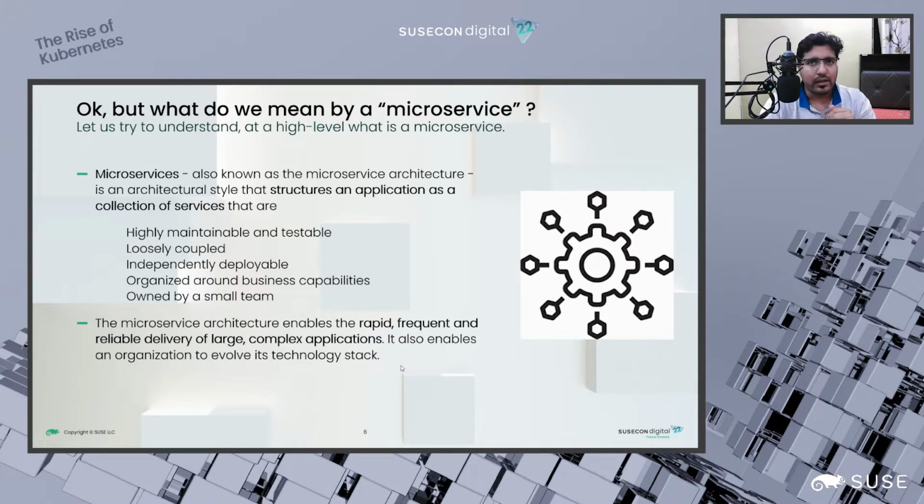For example, we might have one service for payment, one service for invoice generation, one service for purchase, one service for user authentication, one service for logging, and so on. So, what do we get with this microservice architecture? We get a loosely coupled architecture where we can scale each part of the architecture as we need. And this helps in rapid, frequent, and reliable deliveries of large complex applications.